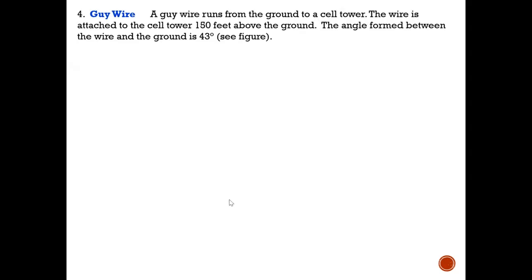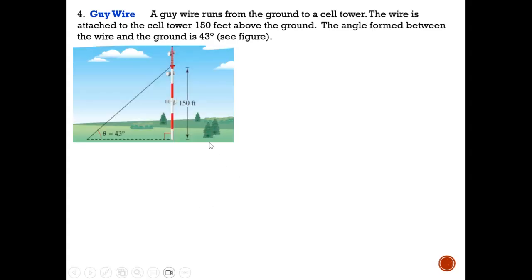Here's how we apply the rules for trigonometry in a word problem. It says, a guide wire runs from the ground to a cell tower. The wire is attached to the cell tower 150 feet above the ground. The angle formed between the wire and the ground is 43 degrees, as in this picture here. So this is my angle, 43 degrees. This is a wire attached to the top of the tower, right? There's probably like an antenna there. And this is 150 feet.